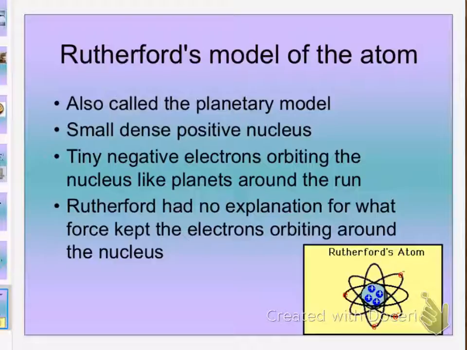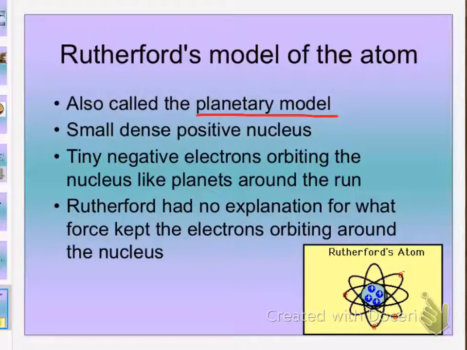So what this leads to is a new model of the atom. And this gets called the planetary model. This is the first planetary model. It does get improved on. And the planetary model says, well, there's this little teeny, tiny, dense nucleus, and tiny electrons orbit around it like planets. It's just like our solar system. So it's called the planetary model. There are some problems here. There are some issues. But this is the basis of it.